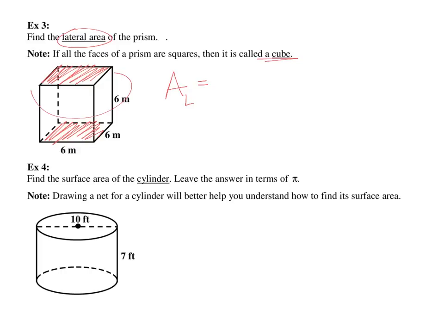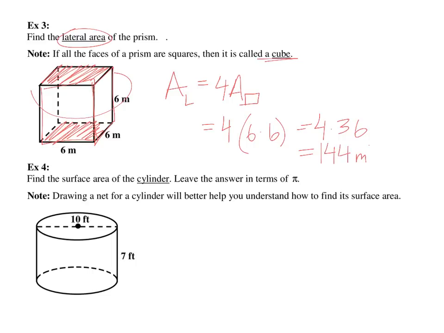All right, and how am I going to figure out the area? Well, I know there's 4 squares, because they all have the same side lengths. So 4 times the area of the square. You're just deriving the formula yourself. So 4 times, what's the area of the square? 6 times 6. So 4 times 36 is 144. That's going to be meters squared.